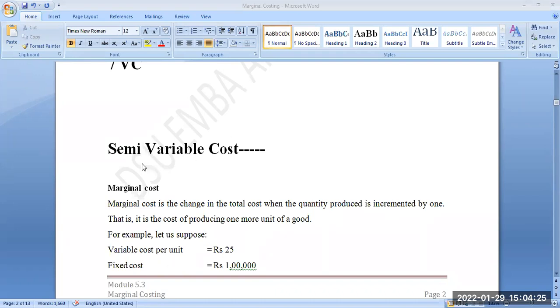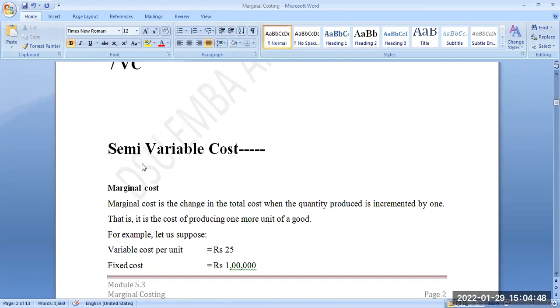Okay, so semi-variable. Any guesses for semi-variable? It will remain constant up to a certain time period. After that, it starts increasing. That's called semi-variable. Example, the normal telephone bill: up to 100 calls free. After that, per call, it will be charged 30 paisa or 40 paisa, 50 paisa, like that.